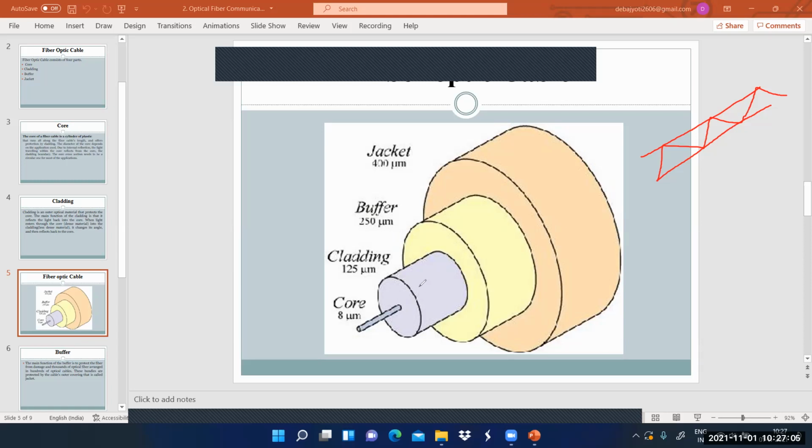Okay, till now any doubt for anyone? Till now any doubt from anyone? No, sir. So can you tell me what is the function of cladding? What is the main function of cladding?